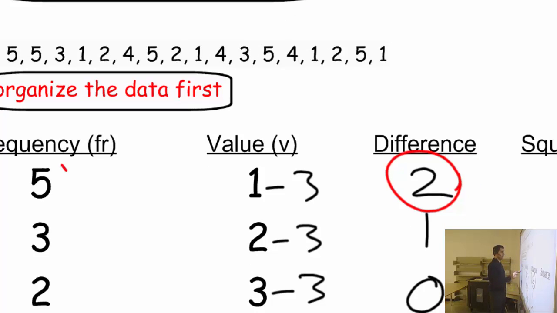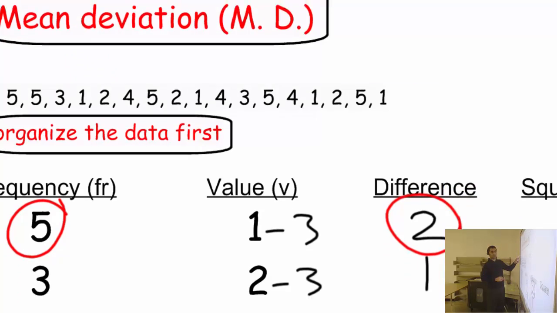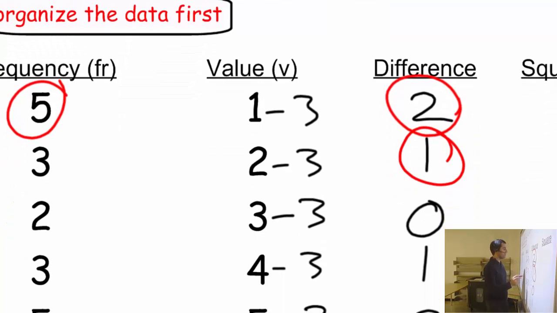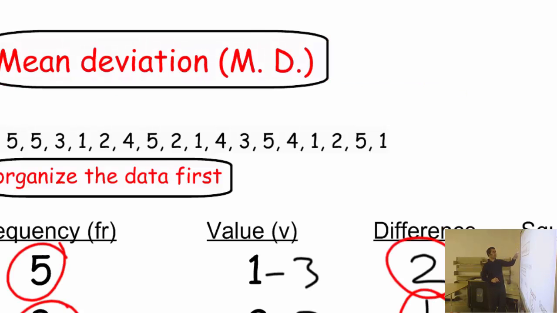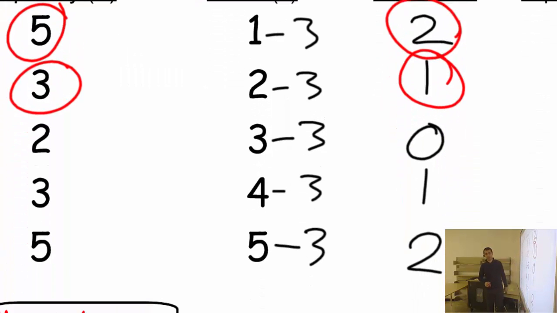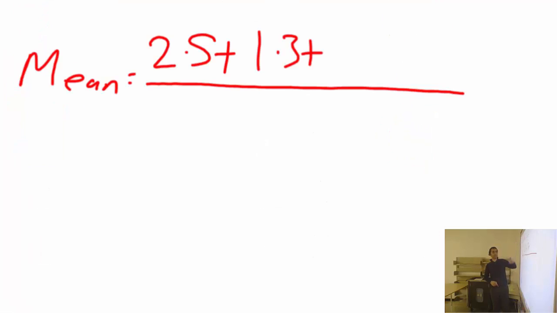2, how many twos do we have? 5. 2 times 5 plus 1, how many ones do we have? 3. 1 times 3 plus 0. We have 2 of the zeros, but 0 times 2 is 0. It's nothing, so I don't even have to write down 0 here. That just means nothing, so I'll just move on to the next one.